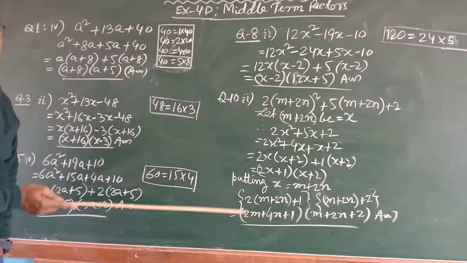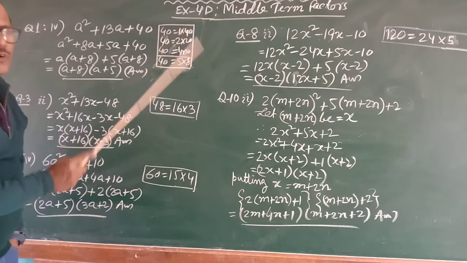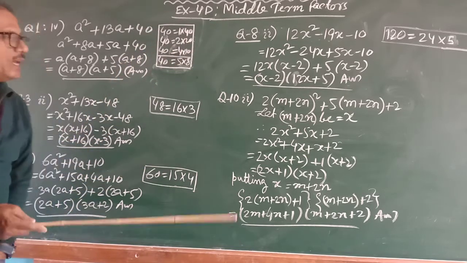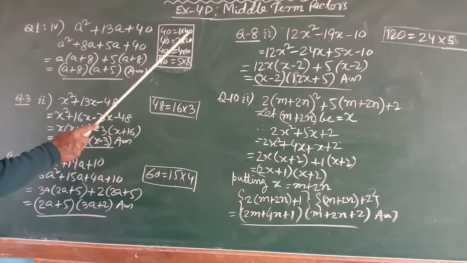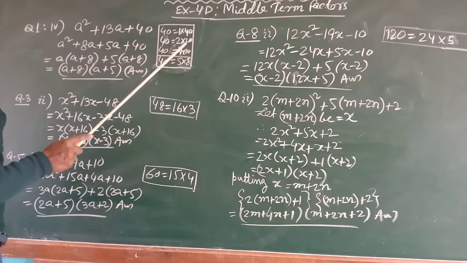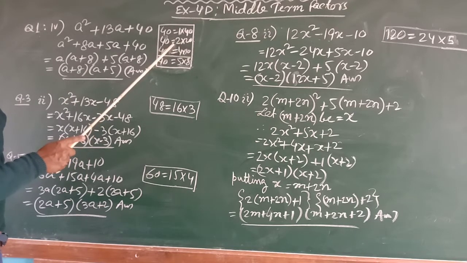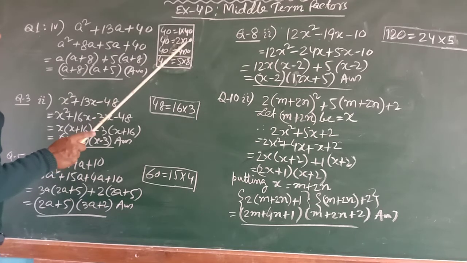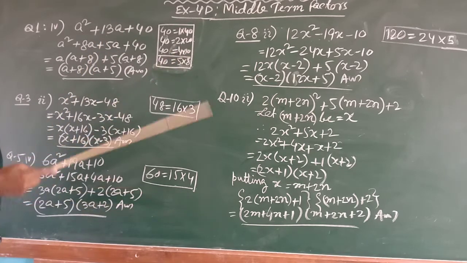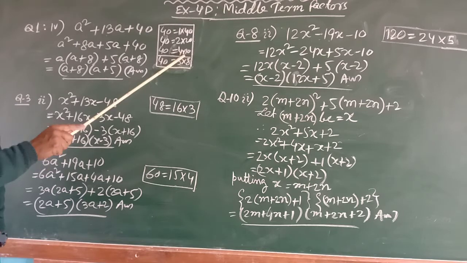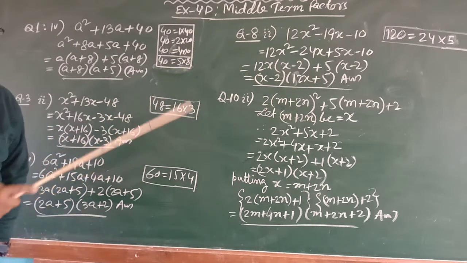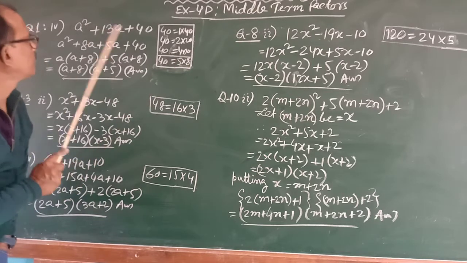So 40 can be factorized in many ways. It can be 1 into 40, 2 into 20, or 4 into 10. But with 1 and 40, if you add or subtract, no way you will get 13. Neither with 2 and 20. With 4 and 10 also it will not work: the addition will be 14 and the subtraction will be 6. Whereas 5 and 8, the addition of 5 and 8 will become 13.